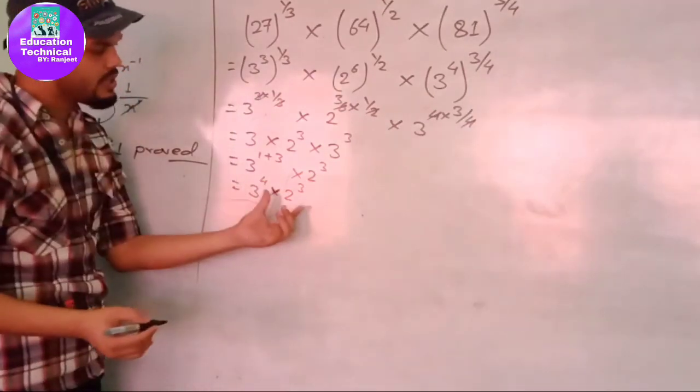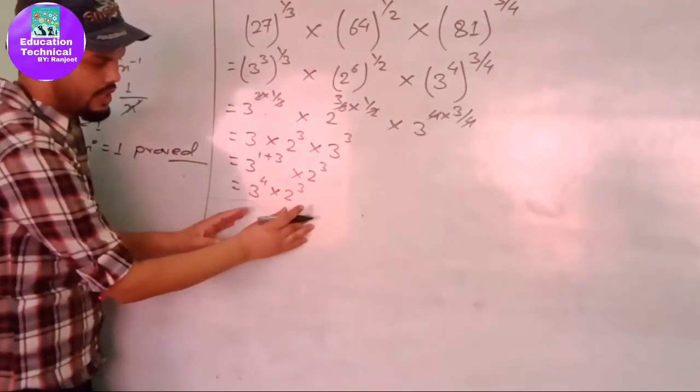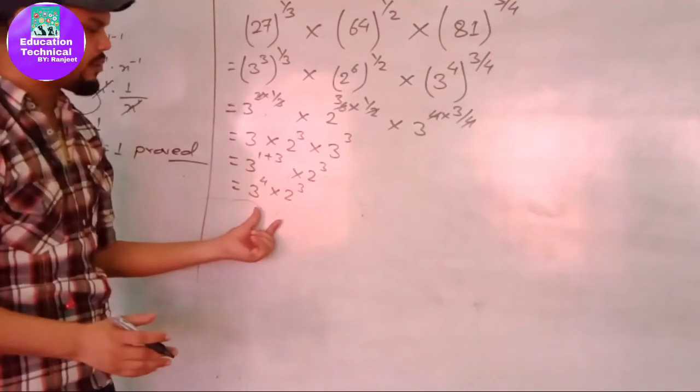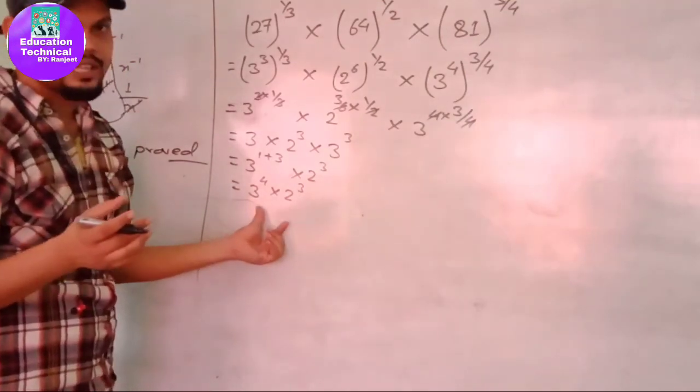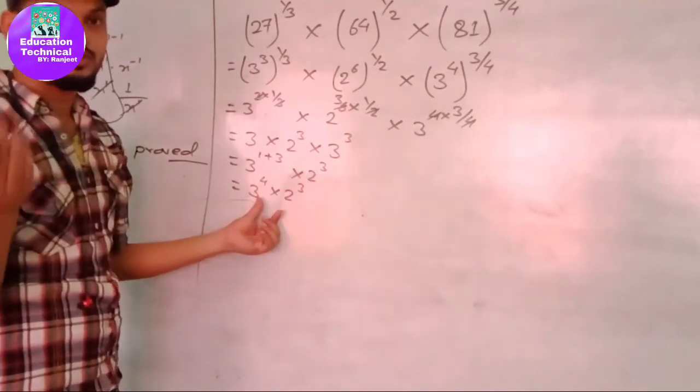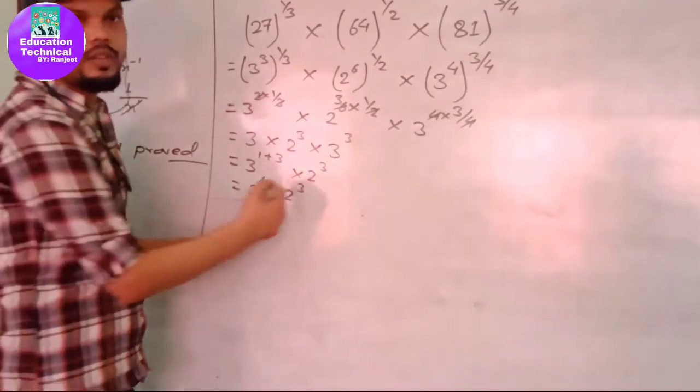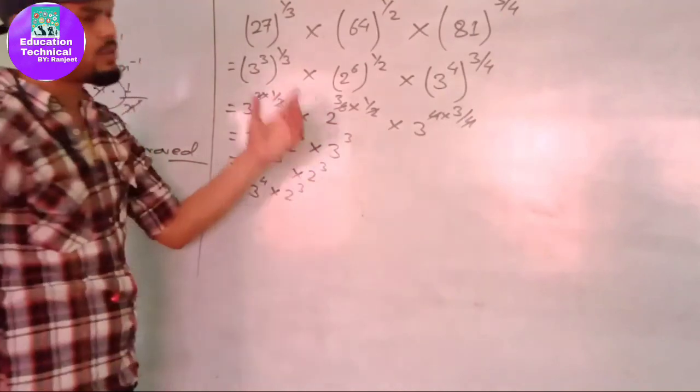So now we can also simplify, or you can also leave it here. If it is in the lowest value, that means if we can calculate it, then we have to calculate it. If the powers are too large, then in that condition you have to leave it. So in this way you have to solve this one.